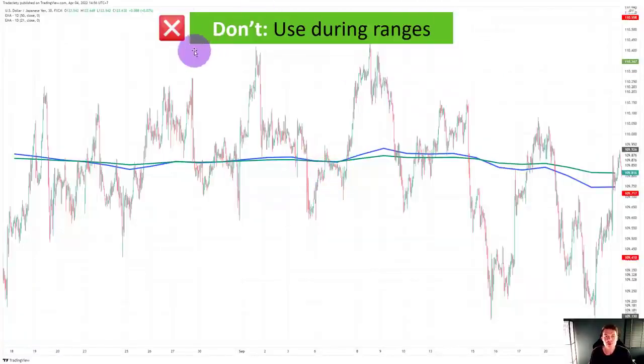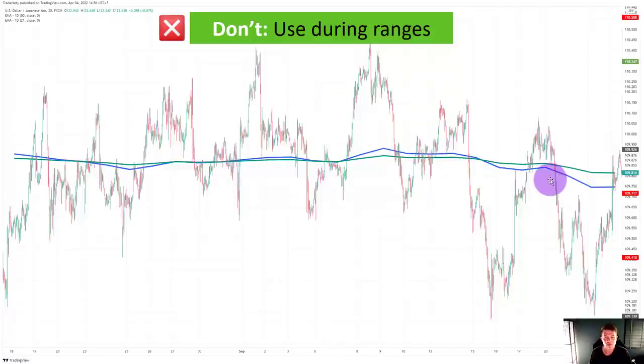Now we're coming to what you shouldn't be doing with moving averages. And most importantly is that you don't use them during ranges. So moving averages, as I said a few times, are perfect for trend trading, momentum trading, pullback trading, but they just don't work as well during range markets. They may still work as support and resistance tools, as I've shown you, but you don't want to use them for trend finding, momentum riding.